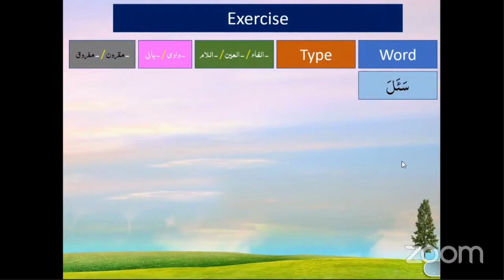What is Sa'ala? Okay, it's a hamzated verb. Hamzated. Where is the Hamza? Which position is Hamza? Ayn kalima. Ayn kalima. So it is Mahmuz. Mahmuz. And is it Mahmuzul Ayn? Ayn. Mhm. Got it? Yes.